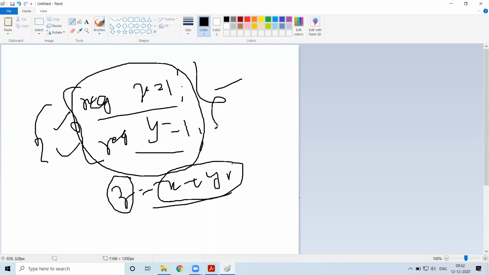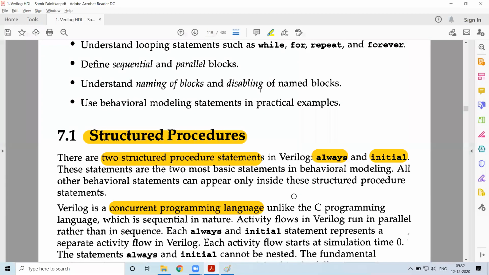So the execution will be concurrent. Therefore, Verilog is termed a concurrent programming language. But we can make a few things sequential under this. We can make Verilog act as a sequential execution with some constraints. That is what we can look out for.